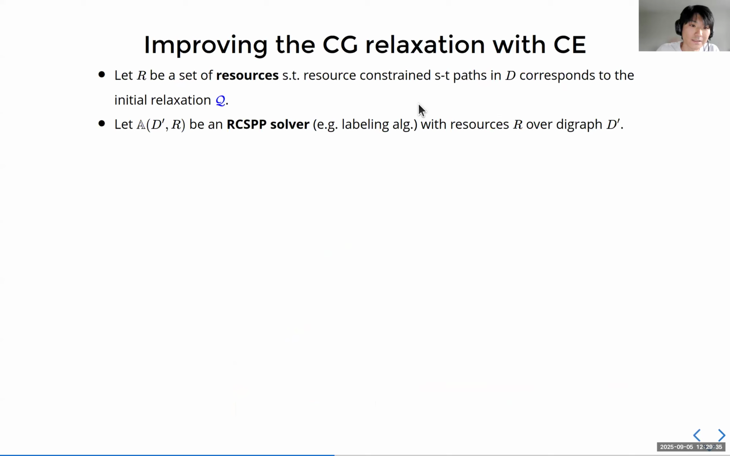Okay, having said this, let me denote our set of resources such that the resource constrained ST paths in D corresponding to R gives me the initial relaxation Q. And let A be an RCSPP solver. For example, you can think of A as these labeling algorithms that people usually use for solving the pricing problem. And we assume that A here gives me already paths that satisfy the NG path relaxation constraints. So the path belongs to P and G.